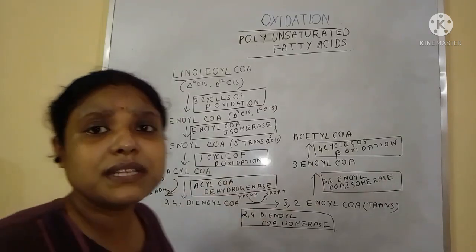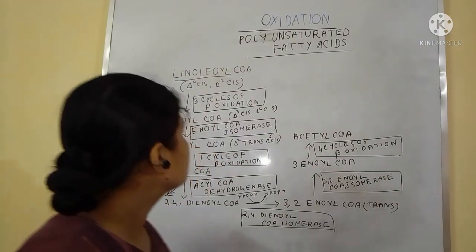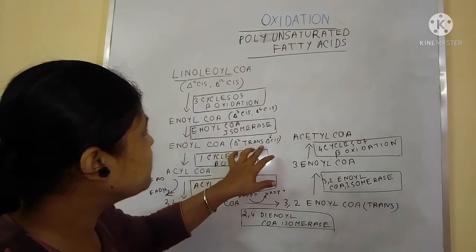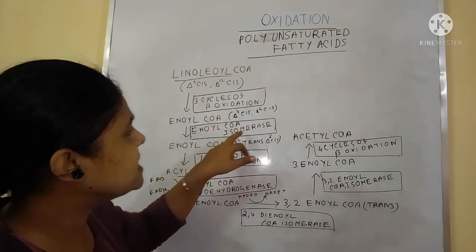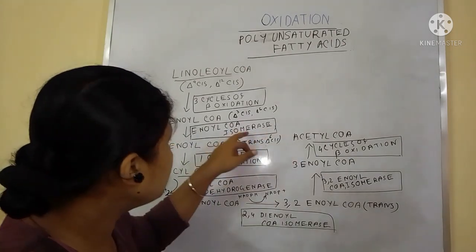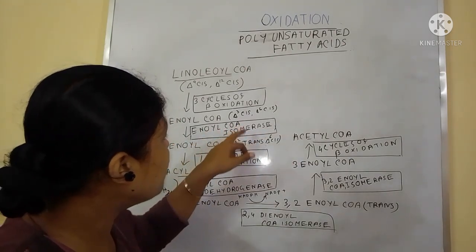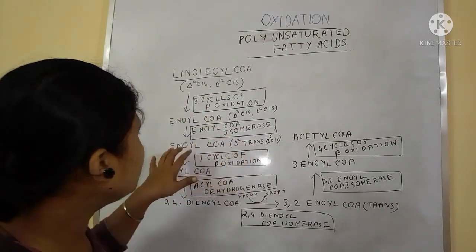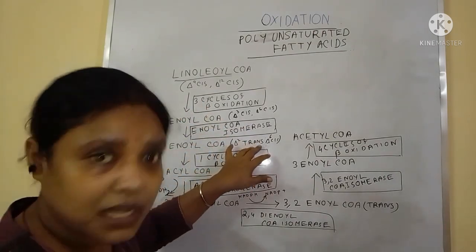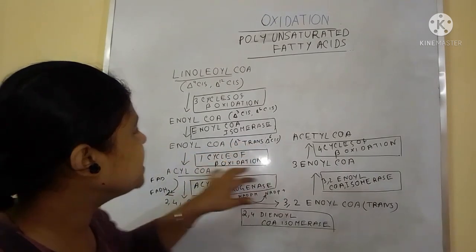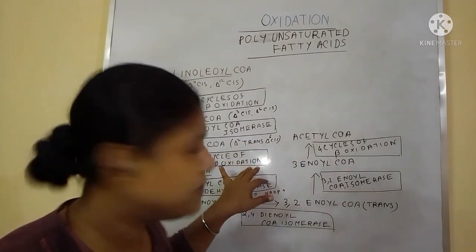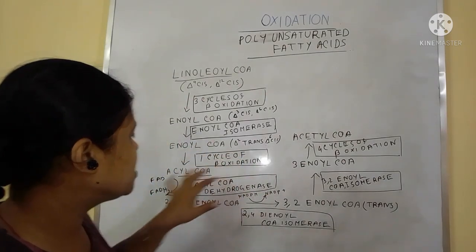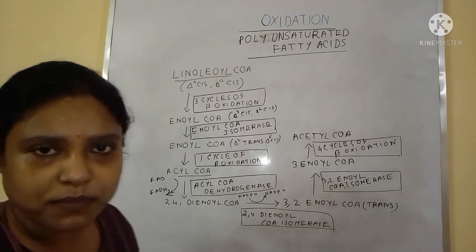that also remains in cis position. This cis position changes to the trans position in presence of enoyl CoA isomerase, and when the enoyl CoA converts into the enoyl CoA in trans condition, then one cycle of beta oxidation is again possible. After this cycle of beta oxidation, acyl CoA is formed.